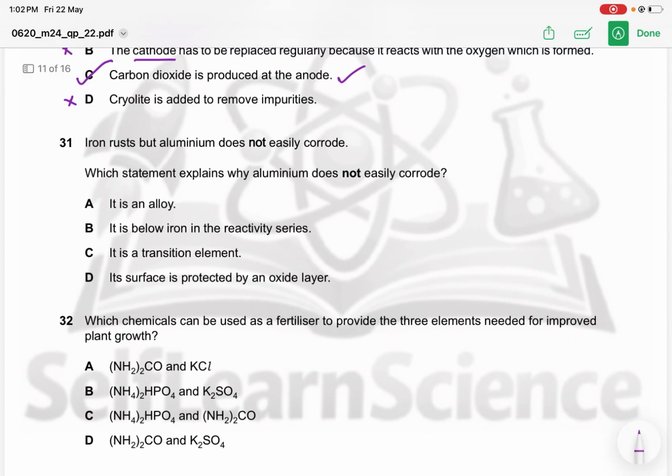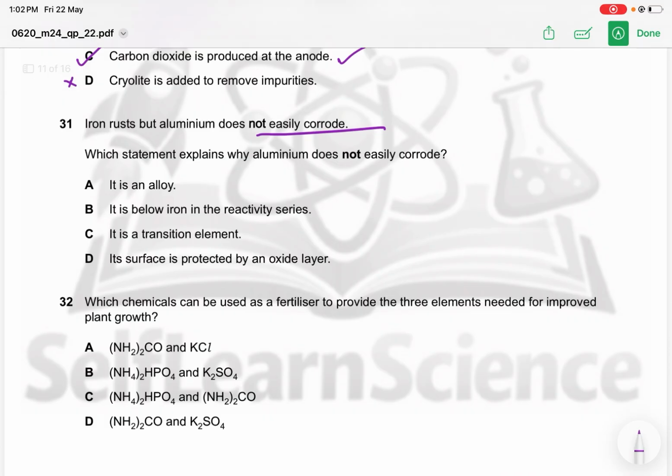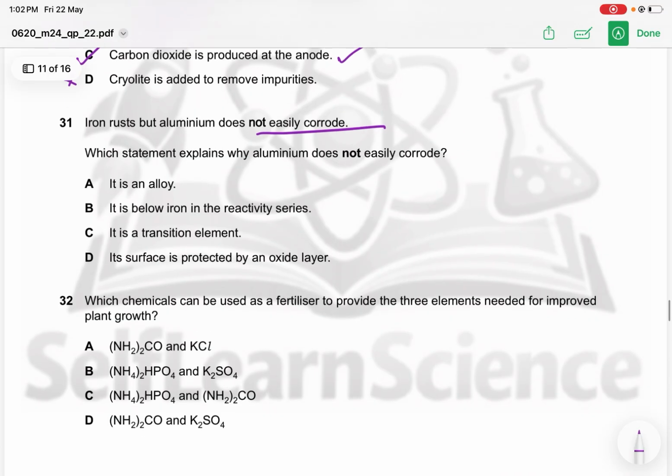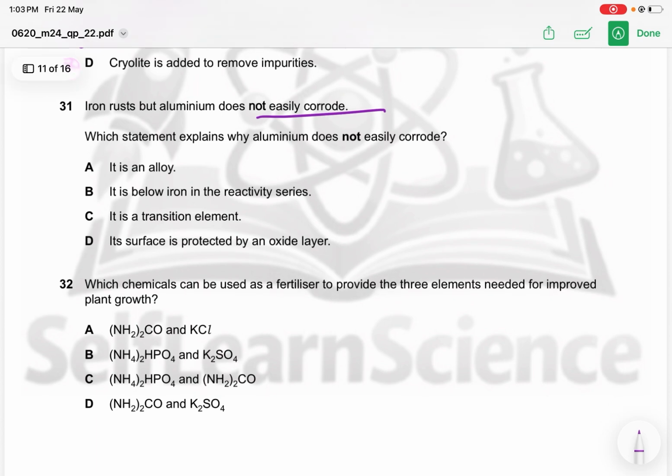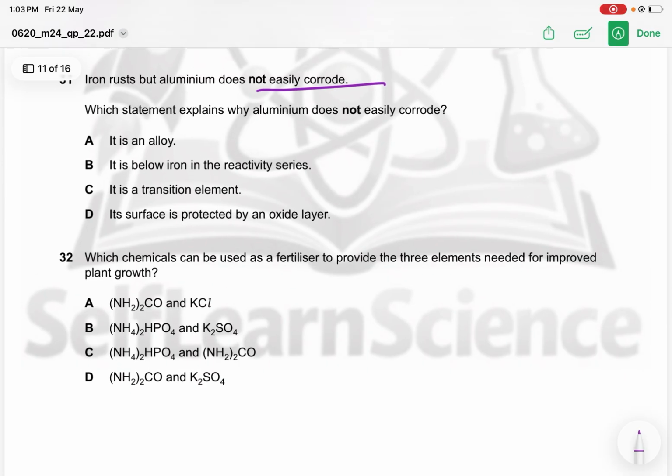31. Iron rusts but aluminium does not easily corrode. Which statement explains why aluminium does not easily corrode? It is an alloy. No, aluminium is a metal, it's not an alloy. It is below iron in the reactivity series. No, aluminium is above iron in the reactivity series. It is a transition element. No, aluminium is not a transition element. Iron is a transition element.